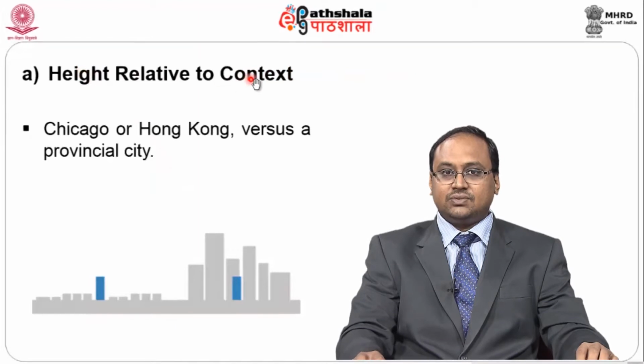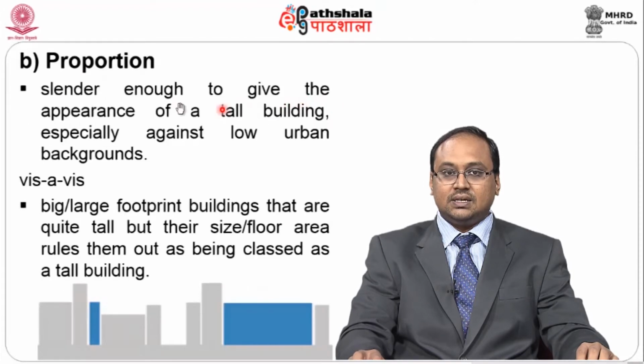Height relative to context, for example, Chicago or Hong Kong versus any provincial city. You can notice that a city like Chicago has a lot of high-rise buildings and the height is very relative, whereas in a conventional city the same building would stand out compared to its neighborhood buildings. So, that is height relative to context.